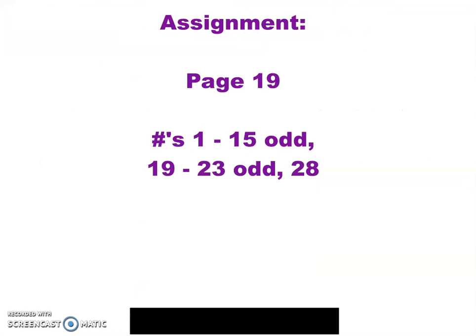Your assignment is page 19, 1 through 15 odd, 19 through 23 odd, and then 28. Please don't forget to do it on a separate sheet of paper.